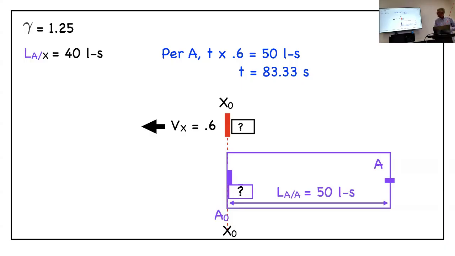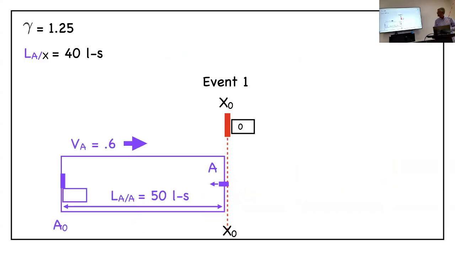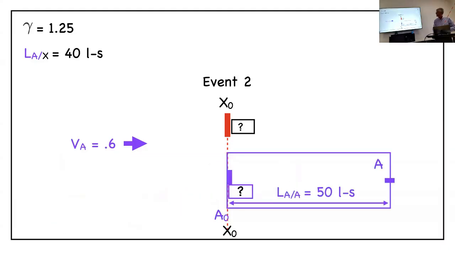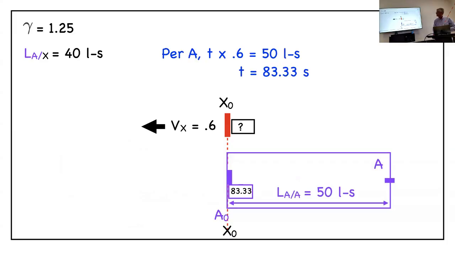If you go back in time, from A's point of view, or A naught, he could think of, at the moment the purple laser starts going backwards, X naught is traveling towards A naught at 0.6. And so X naught has to go 50 light seconds, and that's going to take X naught 83.33 seconds at that speed. So this says 83.33.